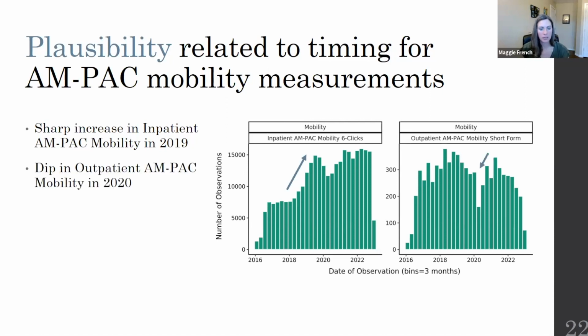Related to that outpatient measurement, we again see a dip in 2020. And again, when we think about what was going on in the world during that time, particularly the COVID-19 pandemic, this dip here makes a lot of sense, and again, demonstrates good plausibility.